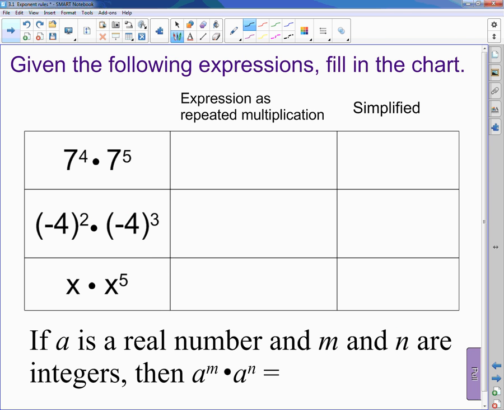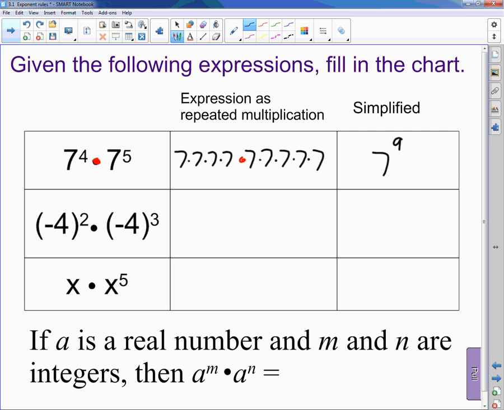All right, so we want to just write this out real quick. 7 to the 4th is the same thing as 7 times 7 times 7 times 7, 4 times. Then I want to multiply that by 7 to the 5th, so that's 7 times 7, 5 times. If you look at that, we see a bunch of 7s being multiplied together. How many of them? We have 9 of them, so we have 7 to the 9th.